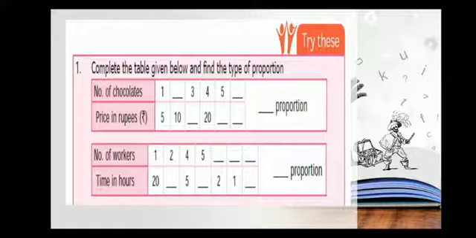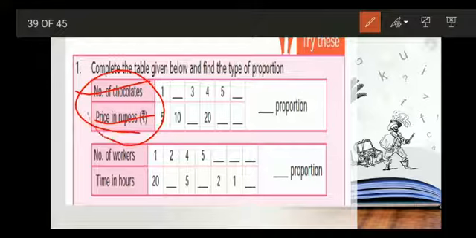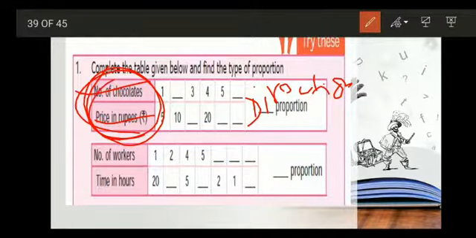Okay, we have to find out in which proportion these tables belong to. Find the type of proportion. We are going to find which type of proportion is this. Okay, here number of chocolates and price in rupees is compared. So think, when you increase number of chocolates, what will happen to the cost of the chocolate? So when you increase number of chocolates, the cost will also increase. So in which proportion is it? It is direct proportion. Okay, so here when you increase number of chocolates, the cost of the chocolate, that is price in rupees, will also increase.